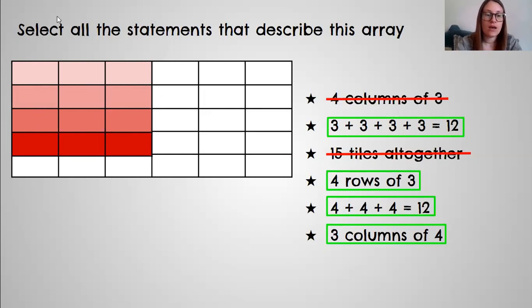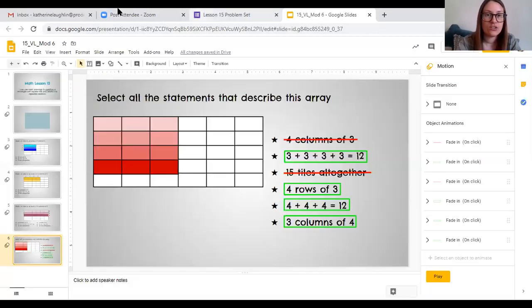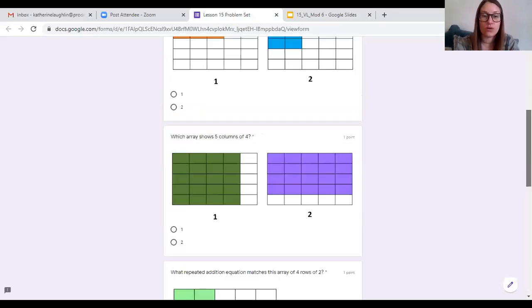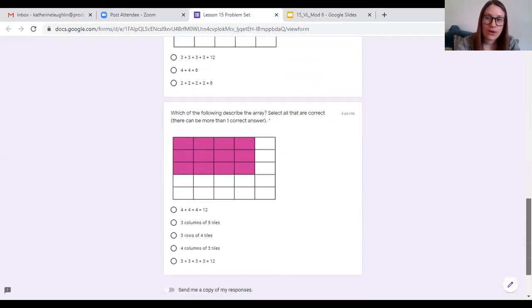Before we go, I want to look at your Google form for today and just flag that question that you're going to be choosing more than one answer. So it's the last question. It says, which of the following describe the array? Select all that are correct. There can be more than one correct answer. So you're going to look at the array, and you're going to go through each one and find out, is it true or is it false? And again, you can select more than one right answer, okay?